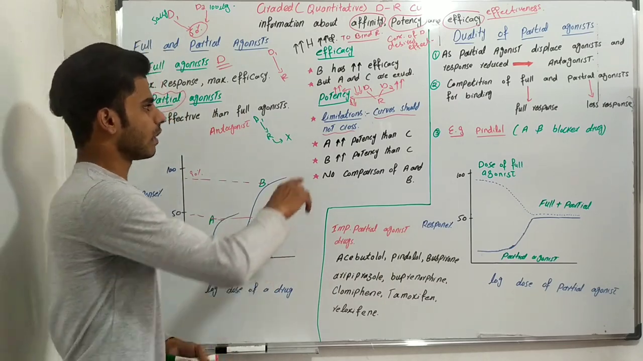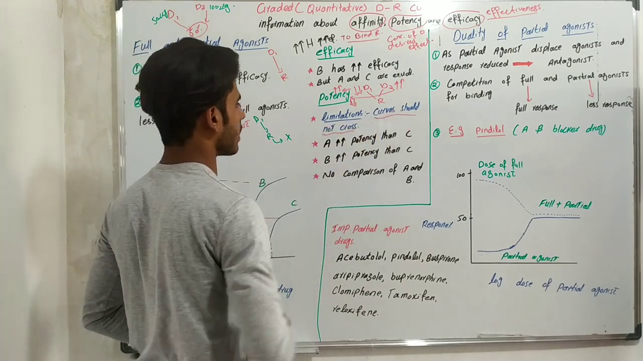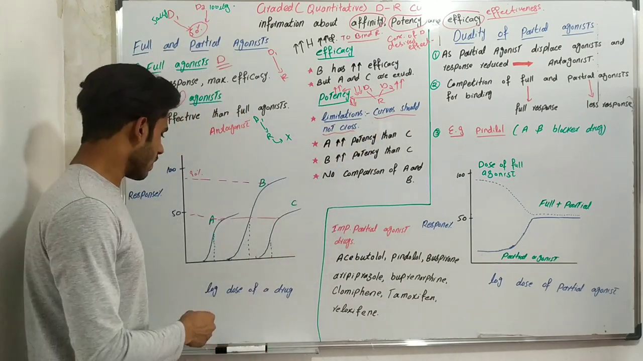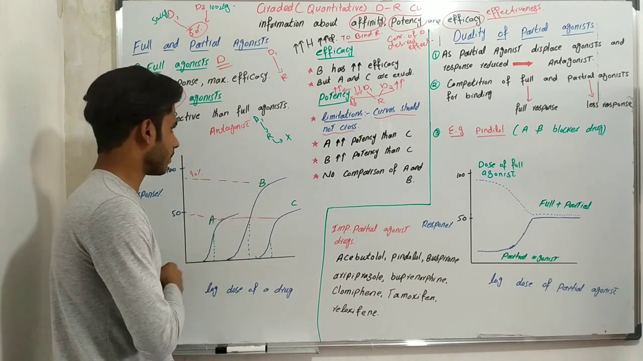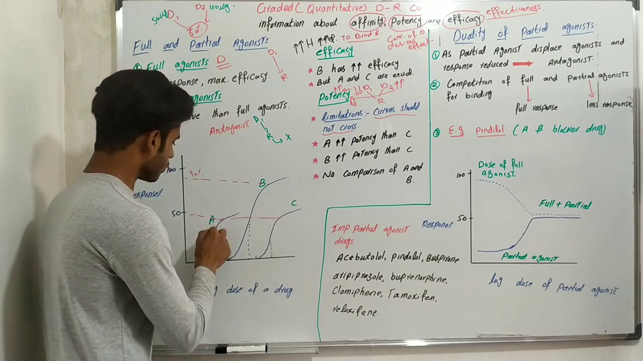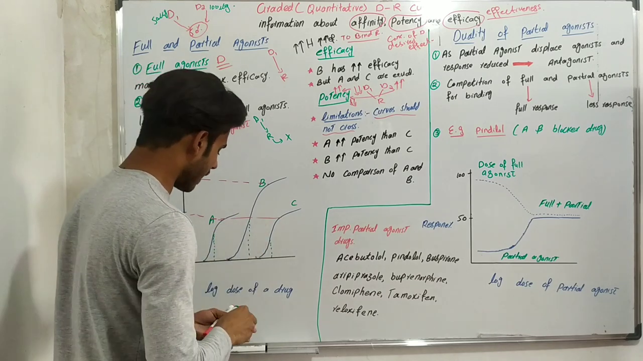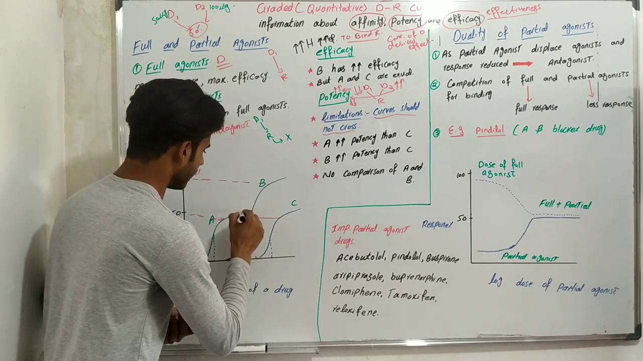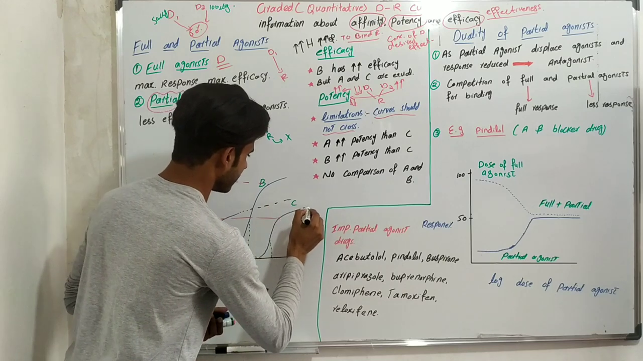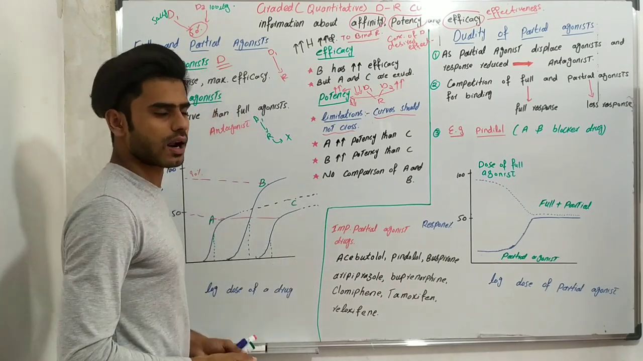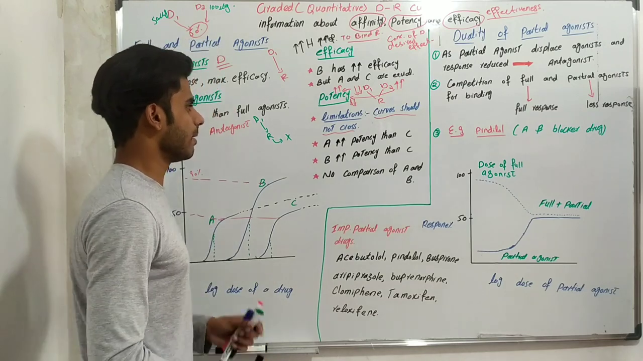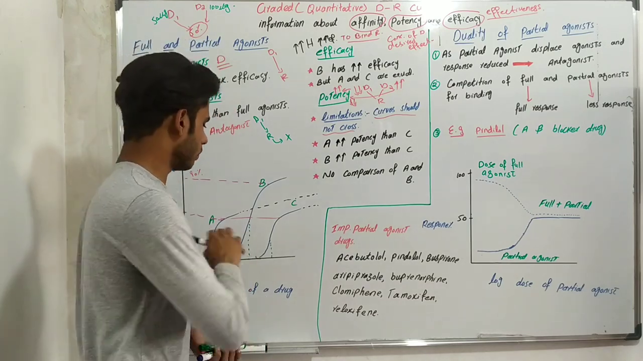Okay, so now, what is the limitation? The limitation is that curves should not cross each other. So let's come here to compare. First, we are going to compare A and C. You can see that if I move A in this way and C in this way, are these curves crossing each other? No, these curves are not crossing each other. It means that we are able to compare both of these.